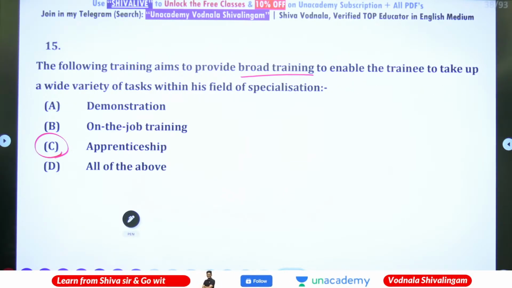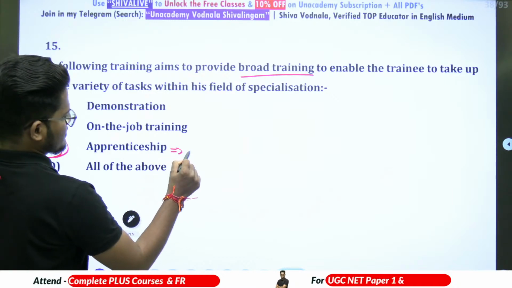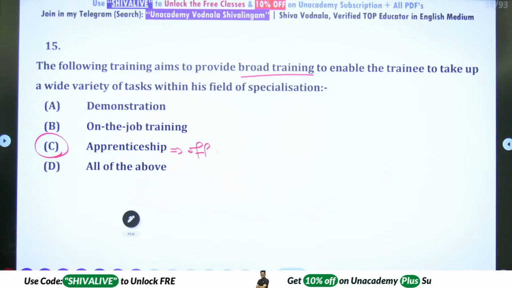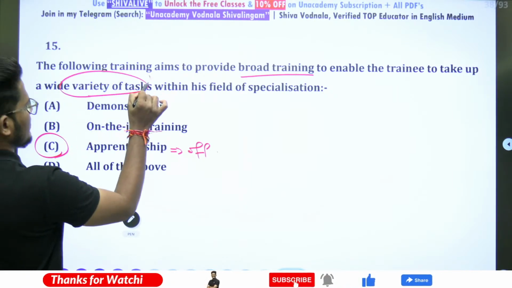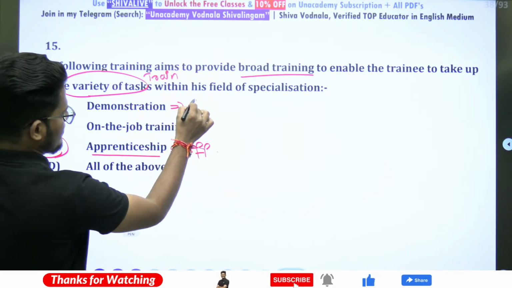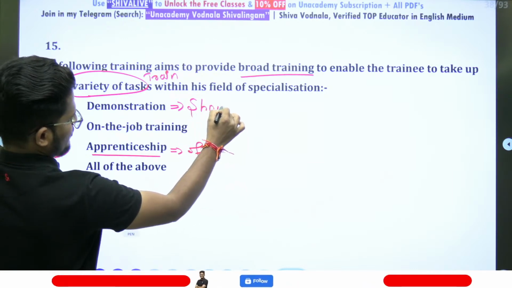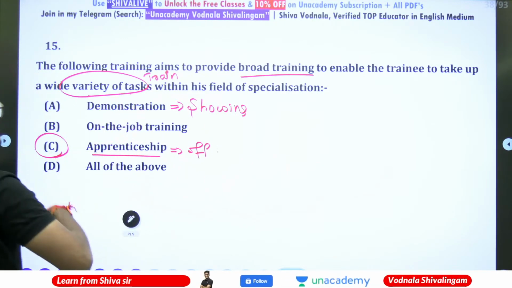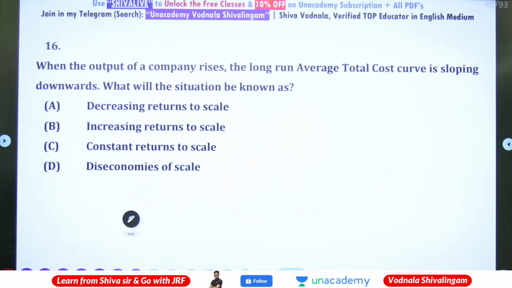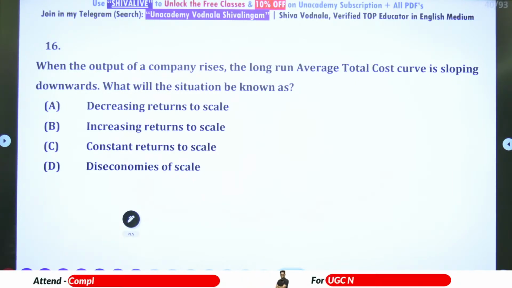Even on the job training is also correct, and demonstration is on the job training, a broader classification, because apprenticeship is classified as off the job sometimes, and sometimes it could be on the job. But they are talking about broad training to enable a trainee to take up a wide variety of different tasks during the training period, which is apprenticeship. Demonstration is only a type of showing. He is not practically doing anything. But here they are saying a variety of tasks he will perform in his specialization is apprenticeship, like ITI people, industrial training people.